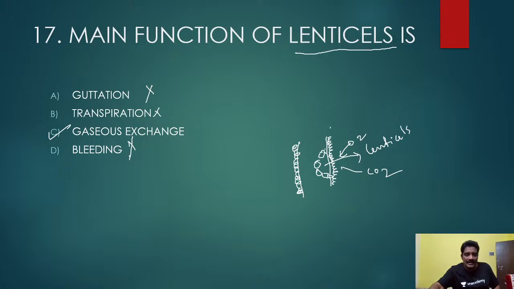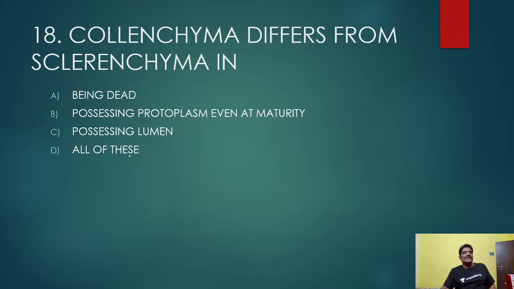Another question here is: collenchyma differs from sclerenchyma in what? What is the difference here? The right option is possessing protoplasm even at maturity. Collenchyma is a living tissue, with protoplasm present even at maturity, whereas in sclerenchyma all cells are dead. So it is a dead tissue. The main function of sclerenchyma is giving mechanical strength and support to the plant.